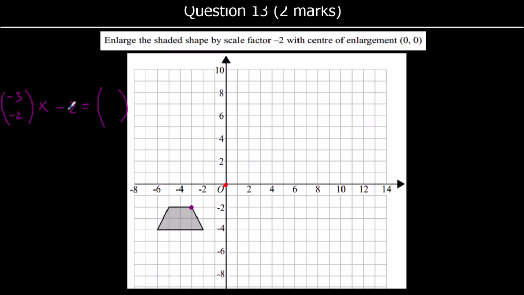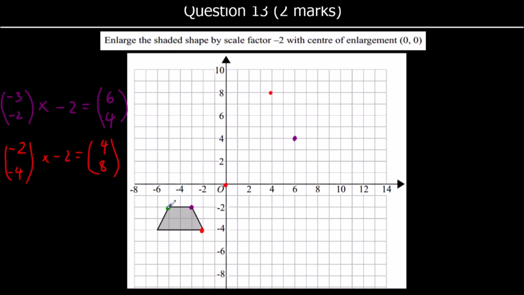So -3 times -2. A negative times a negative is a positive. 3 2s are 6. A negative times a negative is a positive. And 2 2s are 4. So the purple point is now at 6, 4. It's now over here. This red point here is 2 left, 4 down. So -2, -4. If I times that by -2, I go to 4, 8. So the red point is now at 4, 8.